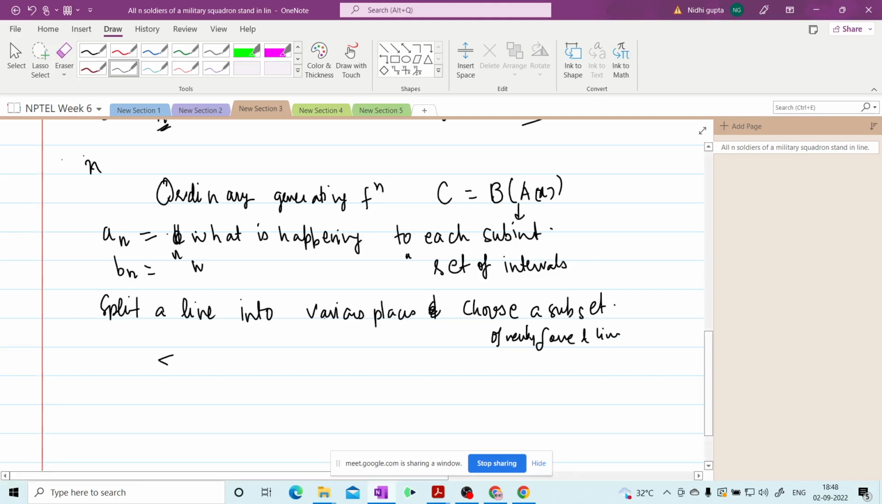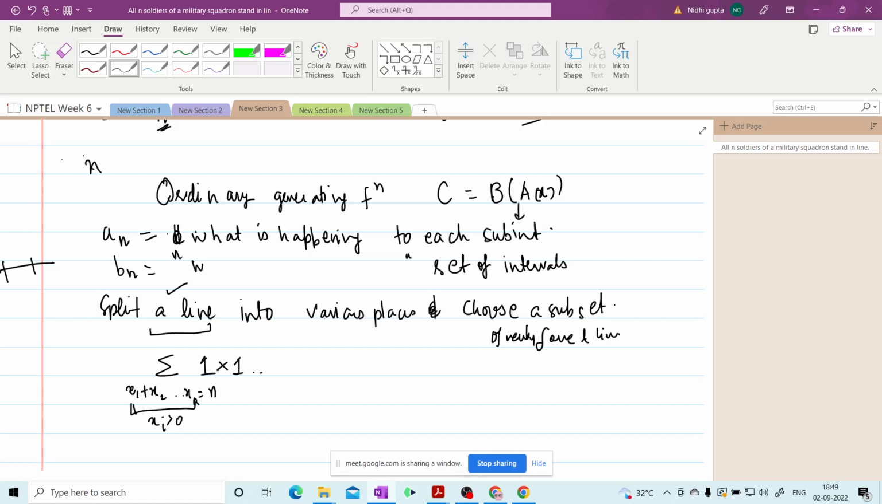First we are splitting the line. If we want to split a line of n people into non-empty places, we are basically counting the compositions of n. We can split a line in as many ways as the number of solutions of this equation where each xi is greater than 0. Then to each line we are doing nothing, so the coefficient will be just 1.